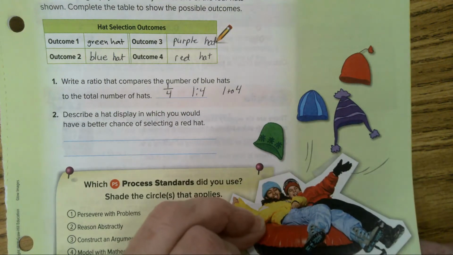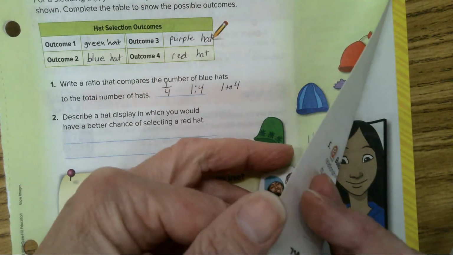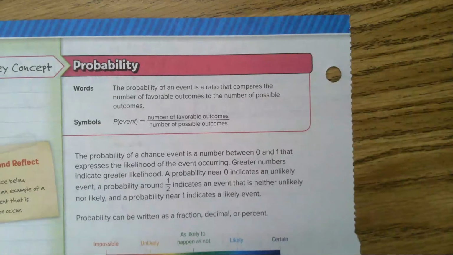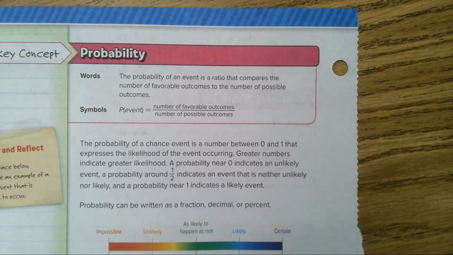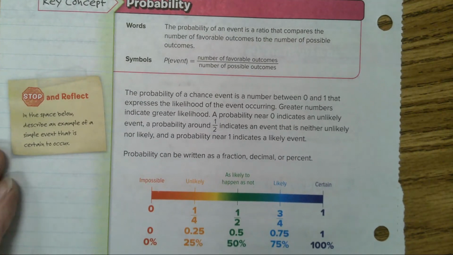Okay, now let's go to page 712 and look at what we have going on there. It says, what is probability? The probability of an event is a ratio that compares the number of favorable outcomes to the number of possible outcomes. Favorable outcomes are the outcomes that you want. Like if you're wanting to choose red hats, it's pretty easy.